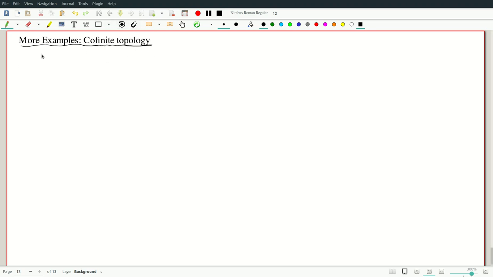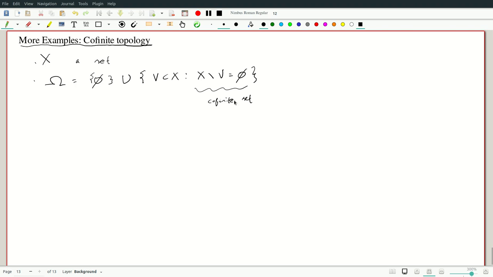So firstly, the cofinite topology. This works for any set, just like discrete or indiscrete, but it's a more interesting topology. Namely, let's look at a collection of open sets. Well, it's the empty set and those subsets V in X such that if I look at the complement, this is finite. Okay, so this is called a cofinite set. So the cofinite topology is where any open set is exactly either empty or its complement is finite.